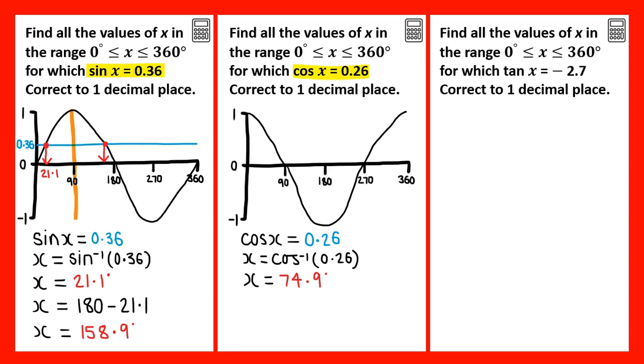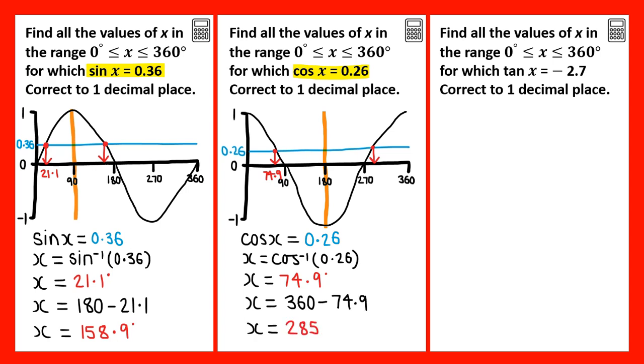Drawing the line y equals 0.26 is roughly here. My calculator has given me the principal value of 74.9. Notice with the cosine function, there is some symmetry of the curve, but around 180 degrees instead. So the distance of 74.9 from 0 will be equal to the distance of 74.9 from 360 degrees to find the other solution between 0 and 360. So this can be found by doing 360 minus 74.9. So this other solution would be 285.1 degrees to one decimal place.